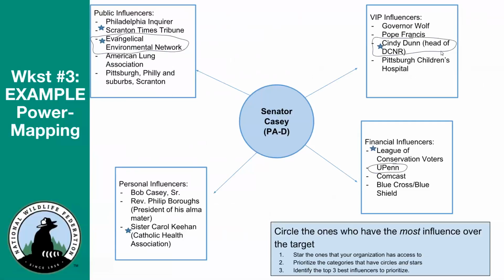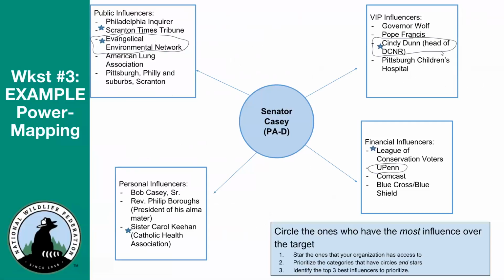This is just an example of a power map, and I did Senator Casey because I've worked a lot in Pennsylvania, so it's a target I know relatively well. But this is actually what a physical power map looks like. It is 4 buckets of public influencers, so that's media, social media, organizations, maybe geographies or specific regions that they care about, personal influencers of the target, their wife, their mother, best friend, best man at their wedding. That's a real example from Montana that I heard. Someone found the best man from someone's wedding and got them to lobby on a wildlife issue, so that's like a slam dunk.